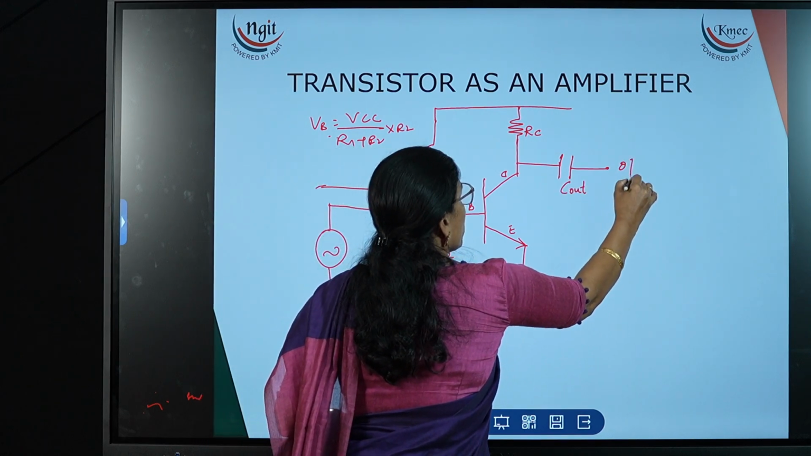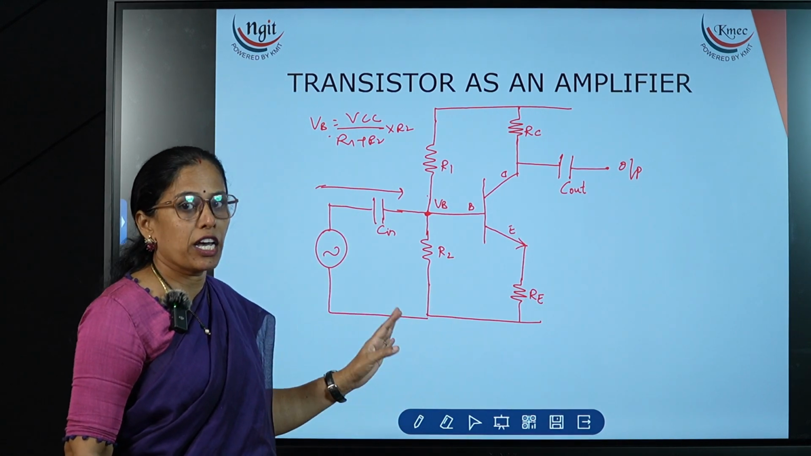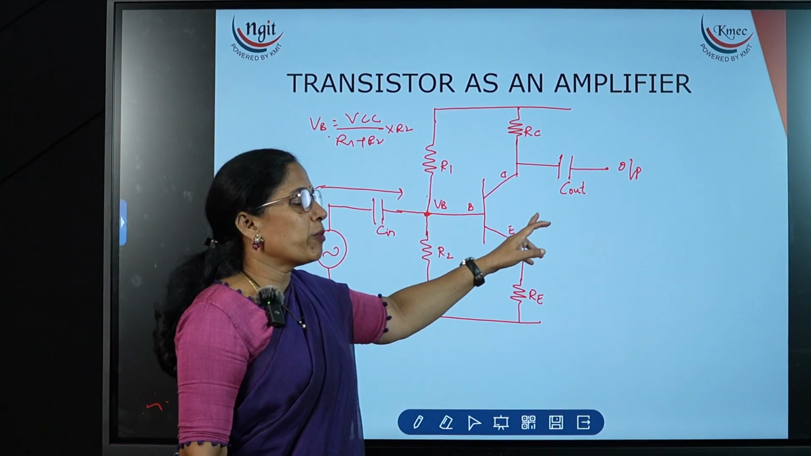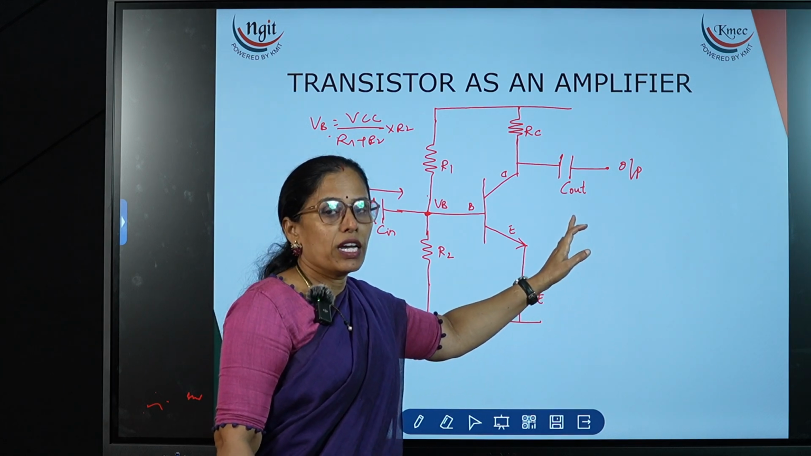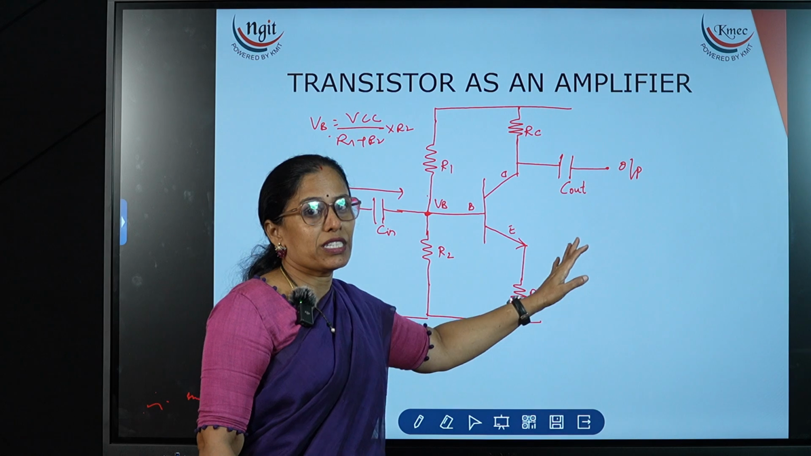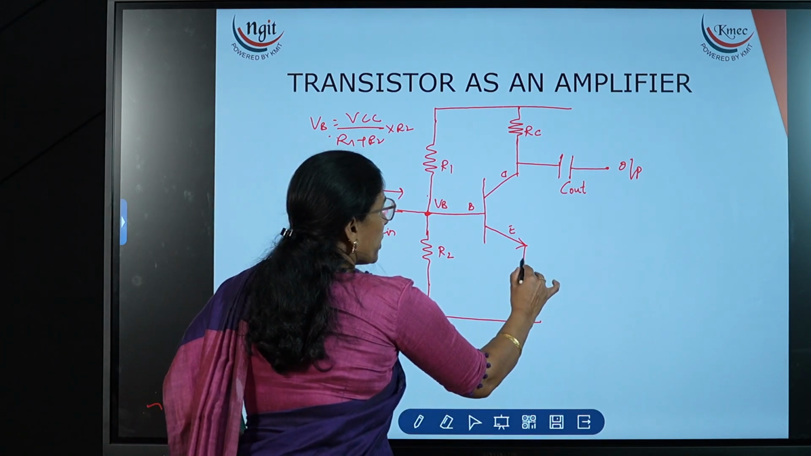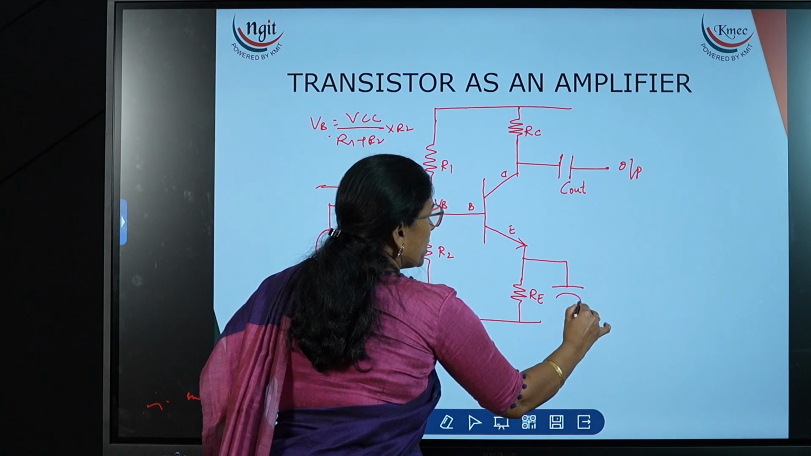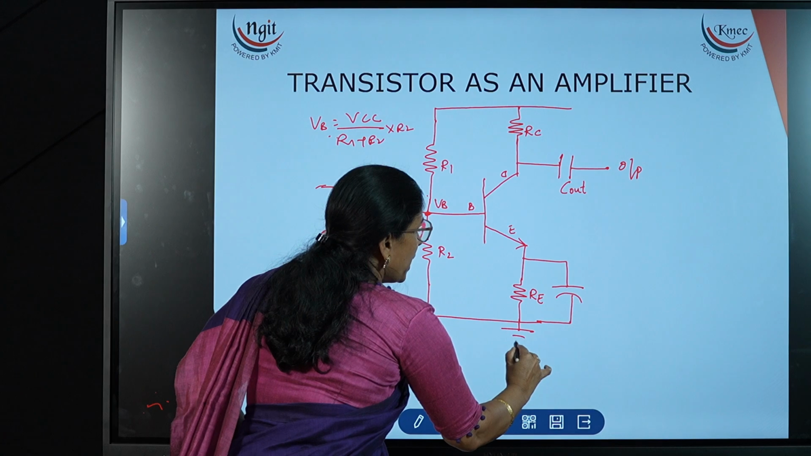So that DC should be blocked by the output coupling capacitor C out. Here I am taking the output voltage. This is the C out coupling capacitor, which will block the DC and allow AC. This coupling capacitor is also useful for coupling the next stage, or the next CE amplifier stage. And one more capacitor we are connecting across the RE, to bypass the AC component.